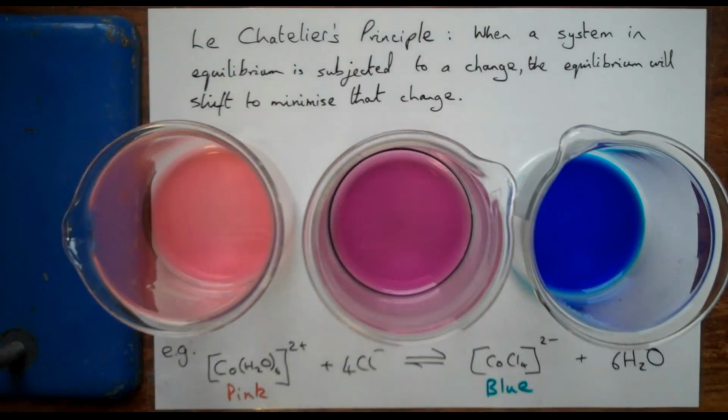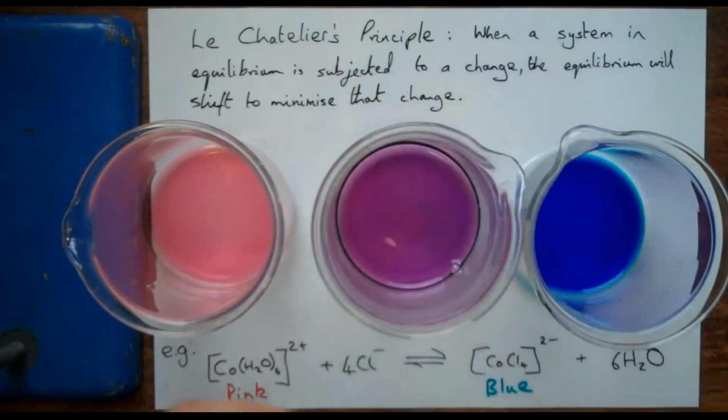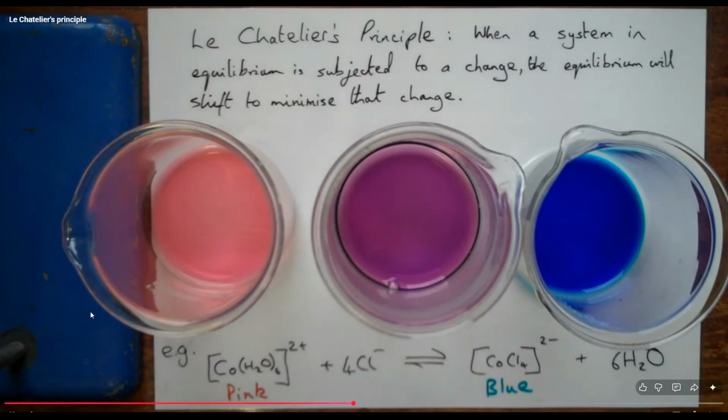If we add more of the chemical on one side, on the left, more chloride ions, it shifts towards the bluer side, it goes to the right. If we add more water, it goes to the left. And that is Le Chatelier's principle in action.